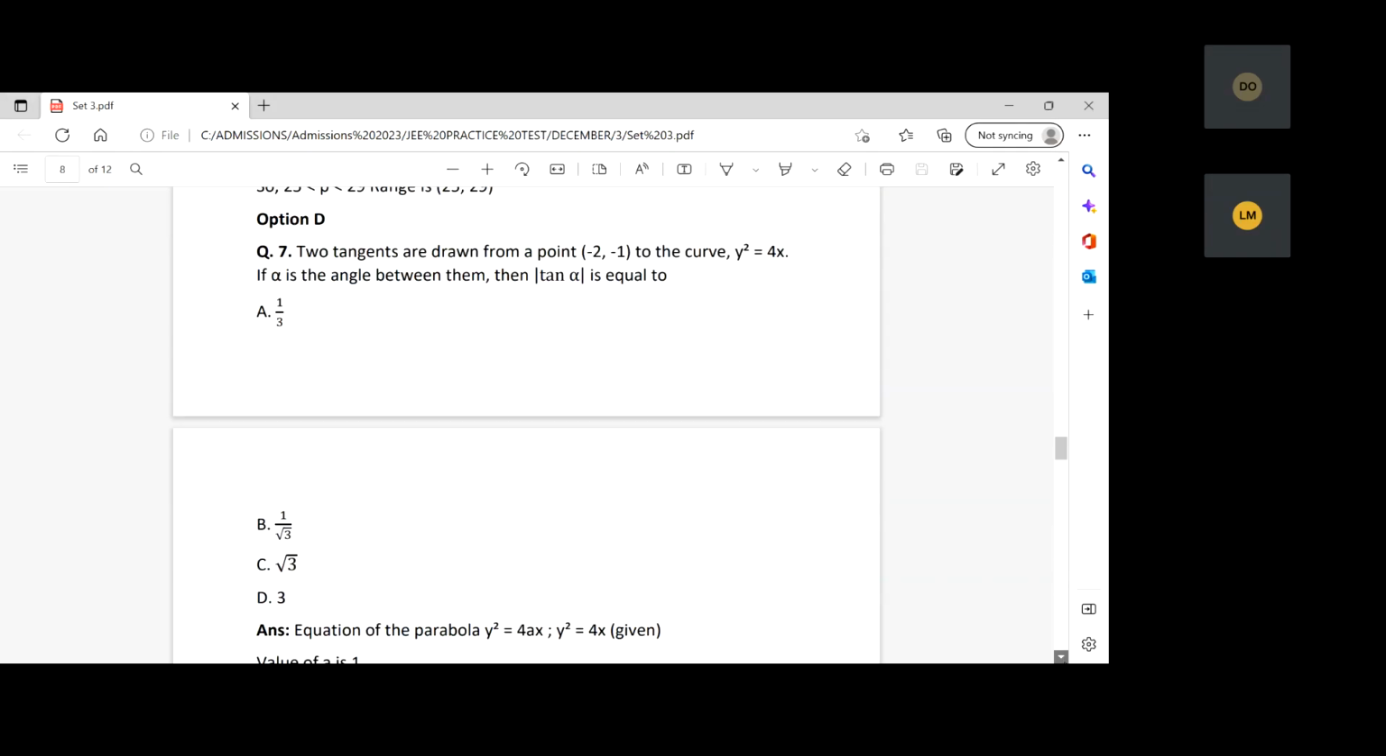This is question number 7. Two tangents are drawn from the point (-2, -1) to the curve y square is equal to 4x. If alpha is the angle between them, then what is tan alpha? I would say all these are previous year questions. Is it 1 by 3, 1 by root 3, or 3?